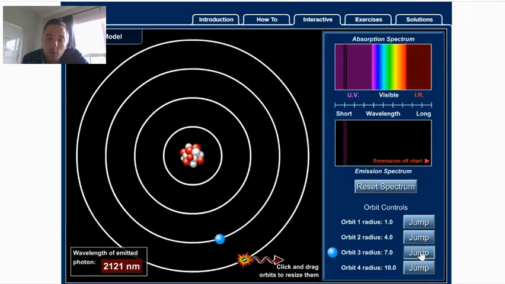Down to orbit 3. Now I just emitted some red light, which was actually off the chart. You couldn't even see it. Orbit 3 to orbit 2, there's some red light. So 3 and 2 are actually closer together. This model isn't perfect, but the closer together they are, the less energy it takes to release.